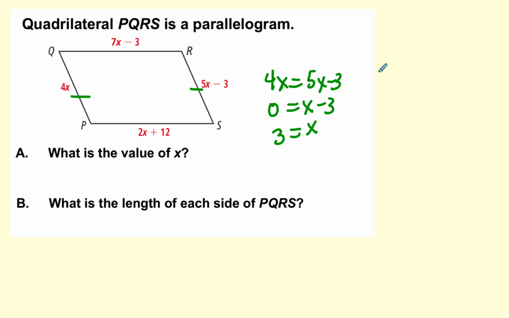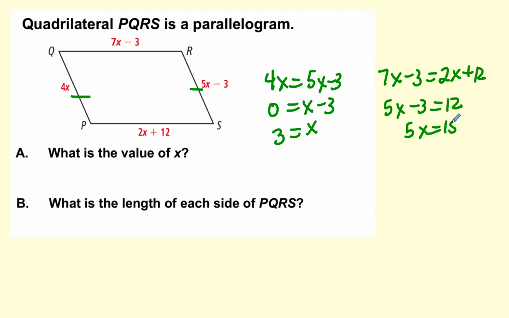Now what if I had picked the other two sides instead of equal to each other? Let's see what I would have gotten. So I'm going to subtract 2x on both sides. That's 5x minus 3 is equal to 12. Add 3 to both sides. That's going to be 15. And then x is equal to 3. So I got x equal to 3 regardless of whether I put these two equal or these two. So the value of x is 3.